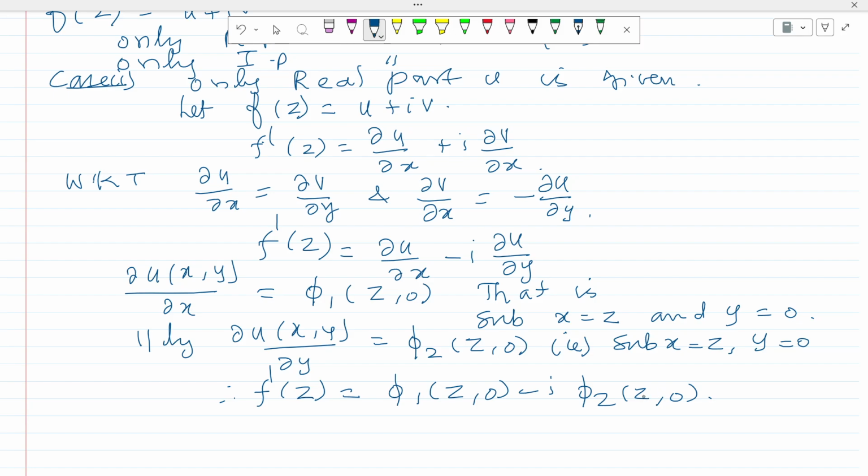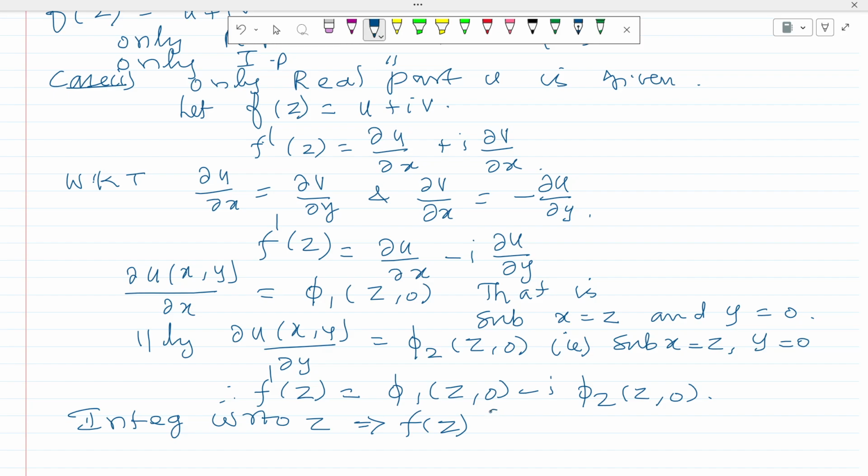Are you able to get it? What will you substitute here? Listen, f dash of z is dou u by dou x minus i dou u by dou y. Dou u by dou x is phi 1 of z comma 0, and dou u by dou y is phi 2 of z comma 0. So the function of x comma y is converted into only a function of z now. There is no x and y, only z is there. So f dash of z is there. Integrate with respect to z, then we will get f of z.